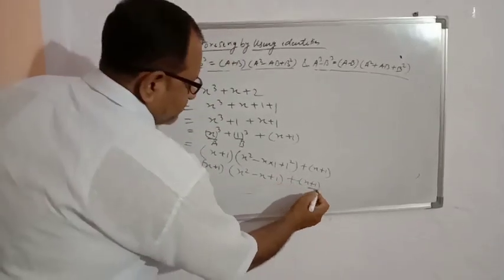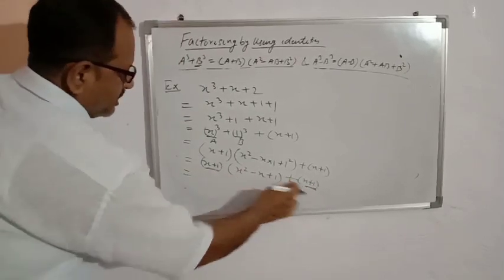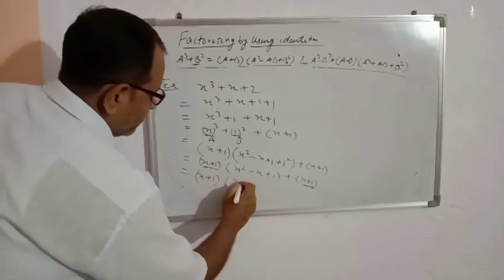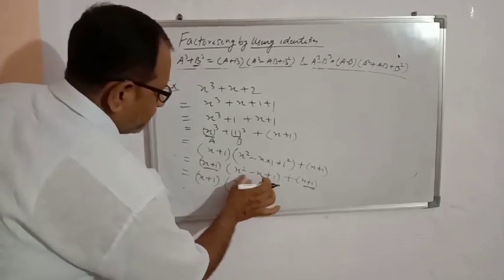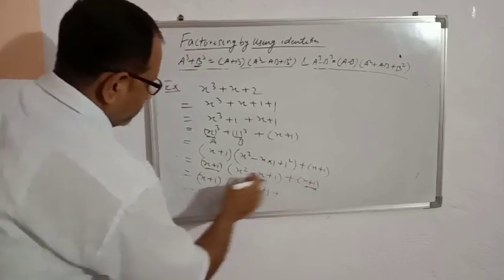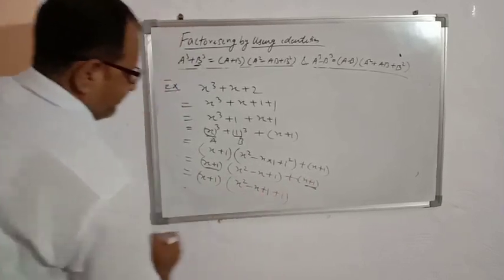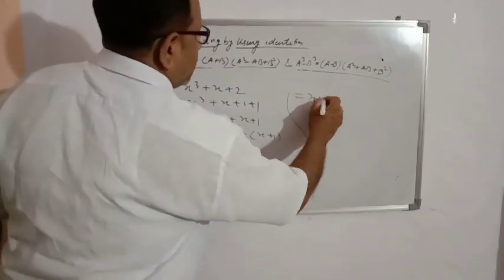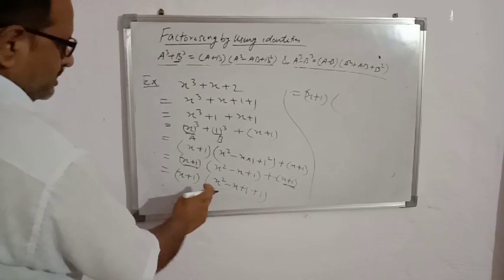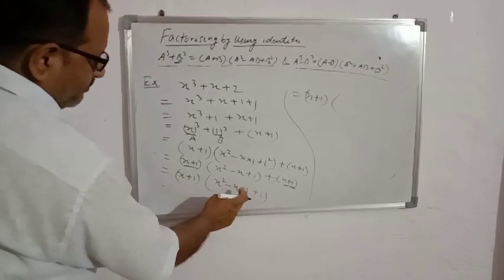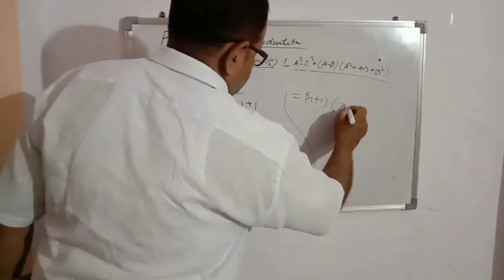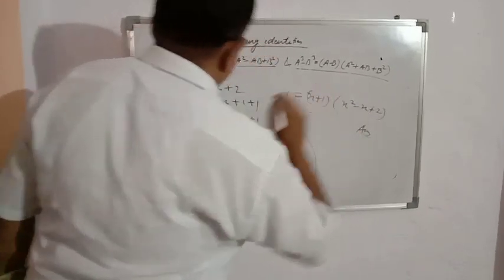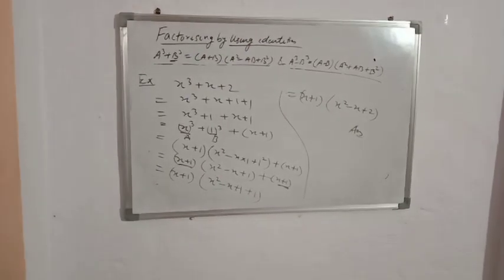We see that x plus 1 is common in both. So take x plus 1 common. In the bracket we will get x square minus x plus 1 from here, and since x plus 1 whole bracket is common, we can write 1 here. Next step: x plus 1 in one bracket, and x square minus x plus 1 plus 1, which is 2, so x square minus x plus 2. This is our answer, the factorization of x cube plus x plus 2.